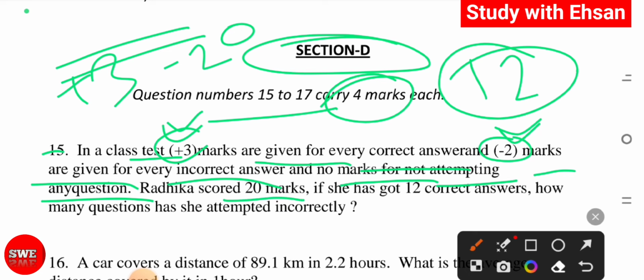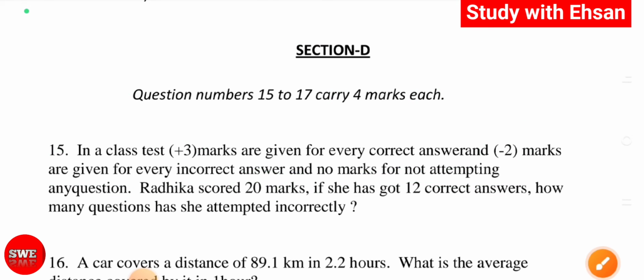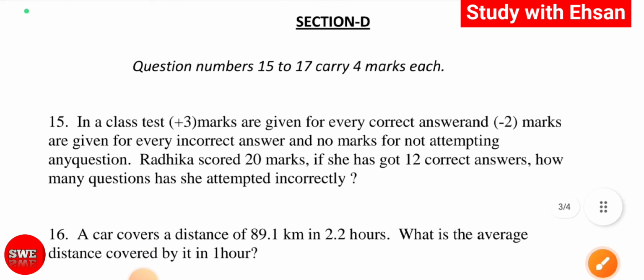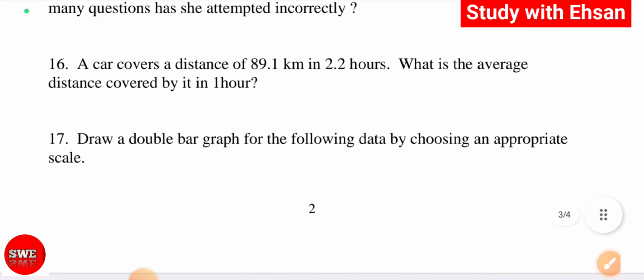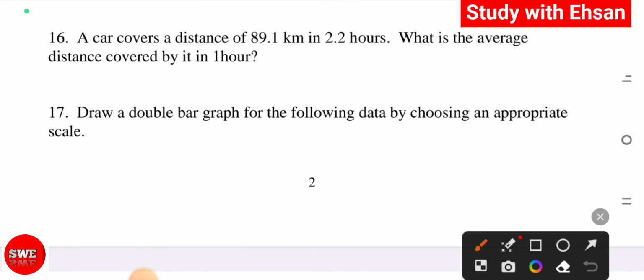Radhika scored 20 marks. If she has got 12 correct answers, how many questions has she attempted incorrectly? Yes, Radhika is a student of class 7 and her score is 20 marks, है ना? She scored 20 and she got 12 correct answers, then how many questions she attempted incorrectly? You have to find the number of questions she attempted incorrectly. Okay, I think the question is very clear and also very interesting, and this type of question is given in your R.S. Agarwal book or in NCERT also. You can solve this question.